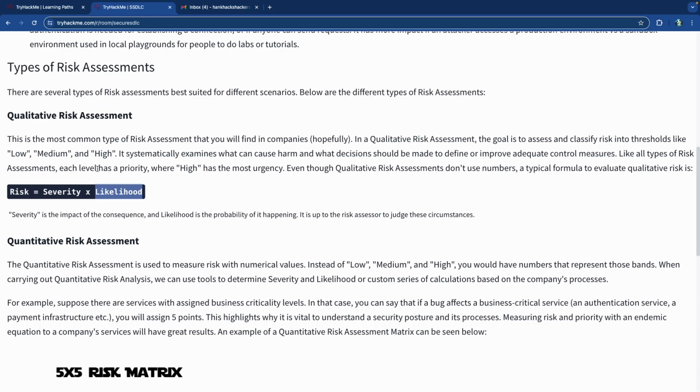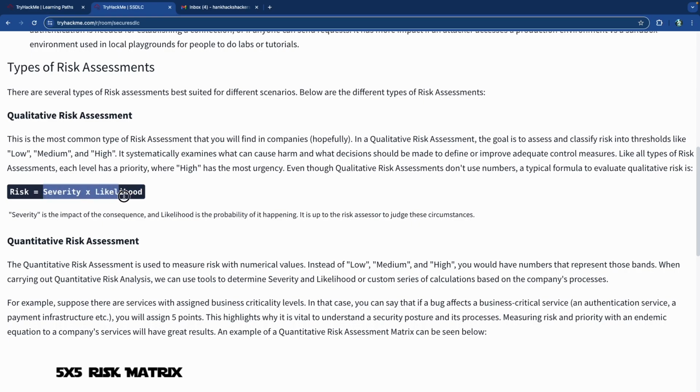How probable is it that we're going to get attacked? And then if we do get attacked, how bad is it? That's essentially what you're looking at. How likely is it that we're going to get attacked? And if we do get attacked, how bad will the damage be? And what's going to happen to us if this happens?